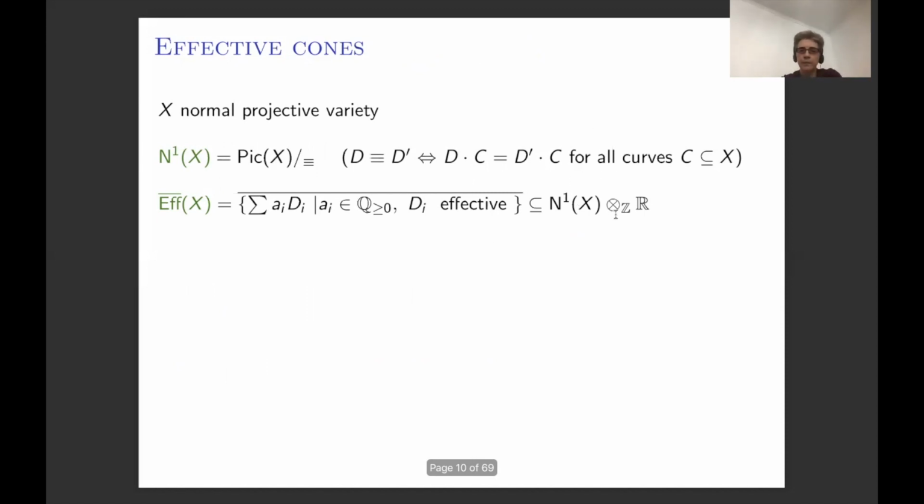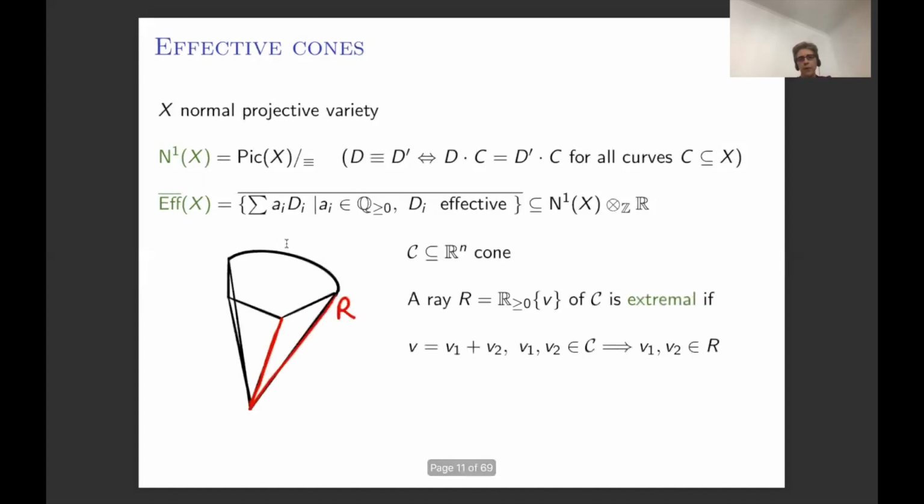If we consider the corresponding real vector space, if we look at effective Cartier divisors and their classes, we consider the cone generated by them and close this up in this vector space. This is what's called the pseudo-effective cone of divisors of X. I'll call this simply the effective cone.